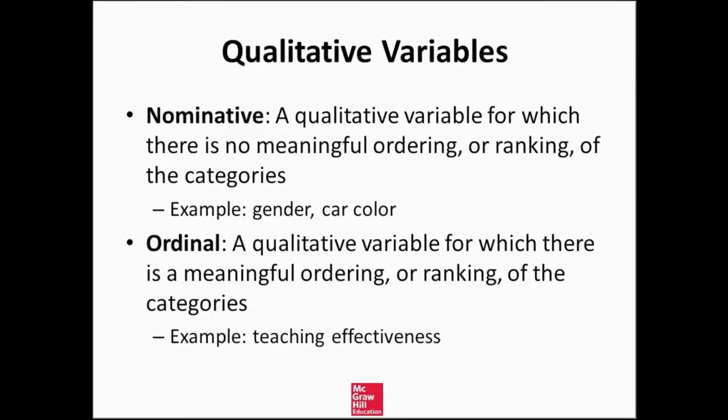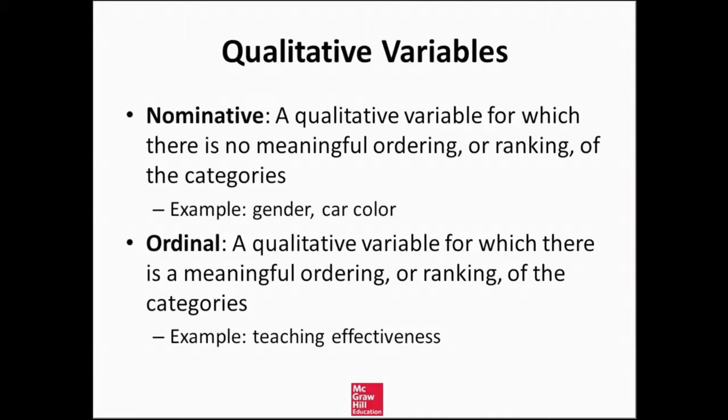A nominal variable is a qualitative variable for which there is no meaningful ordering or ranking of the categories. A person's gender, the color of a car, and an employee's state of residence are nominal variables. An ordinal variable is a qualitative variable for which there is a meaningful ordering or ranking of the categories. The measurements of an ordinal variable may be non-numeric or numerical.